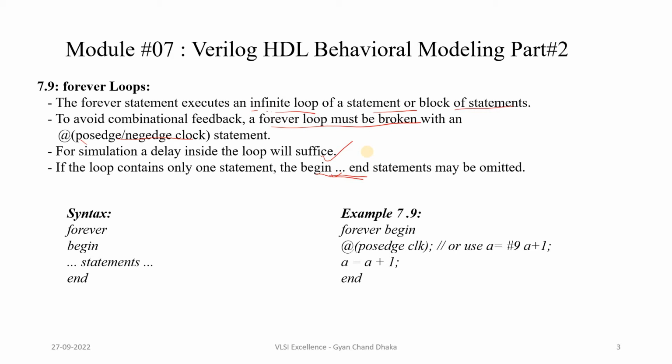Now let's see one example here. We have the forever keyword, then begin, and at every positive edge clock, our A is going to increment by 1, and it keeps incrementing forever. That means for all the simulation time, A keeps on increasing at every positive edge clock. So I hope this is clear.